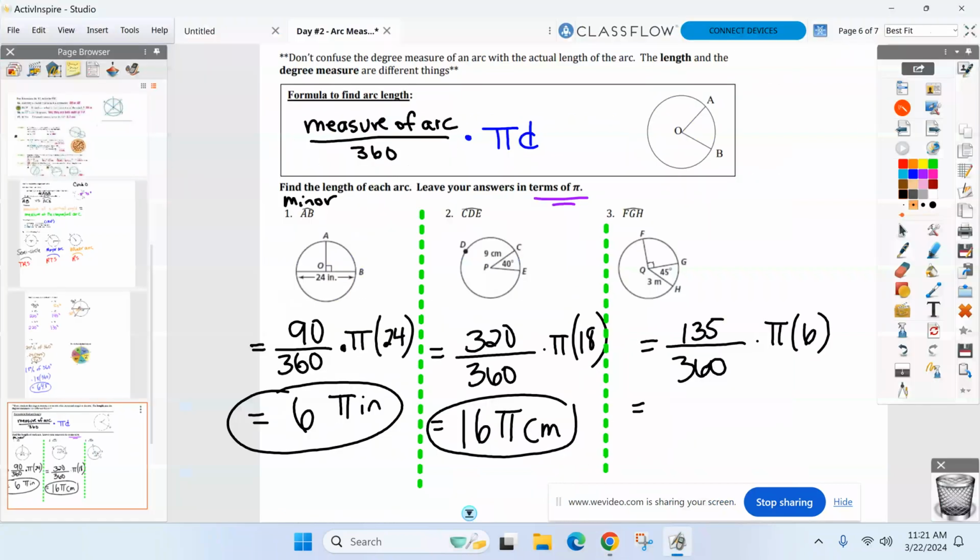Gianna, what do you got back there? Told you you were getting called on again. 9 pi divided by 4. Good. 9 pi over 4. I would also accept 2.25 pi. That's fine too.